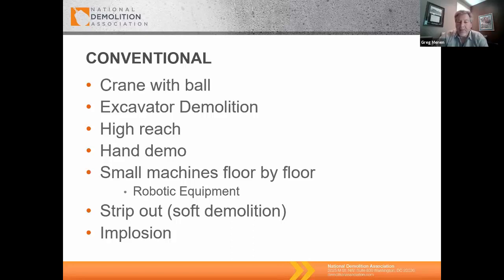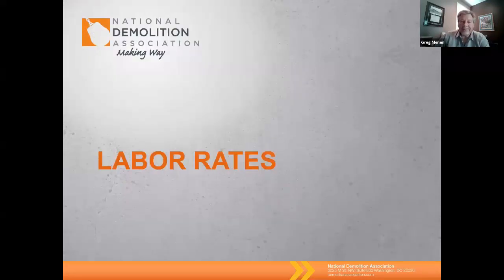We have the strip out, which is generally soft demolition, interior guts as we call them, and then implosion, which is always playing a big part in our industry, even though it generally is the smallest percentage of the overall, but it has actually come a long ways in price and methodology to support a lot of our operations. So don't be afraid to try and take a look at that as well.